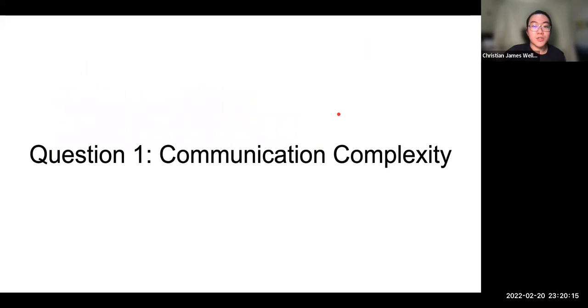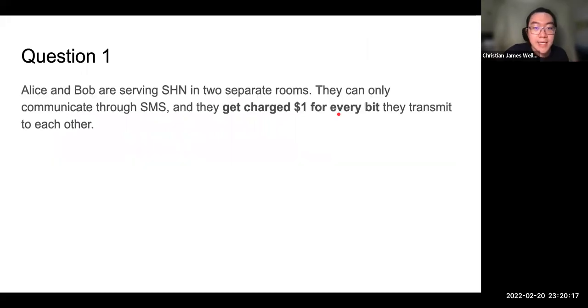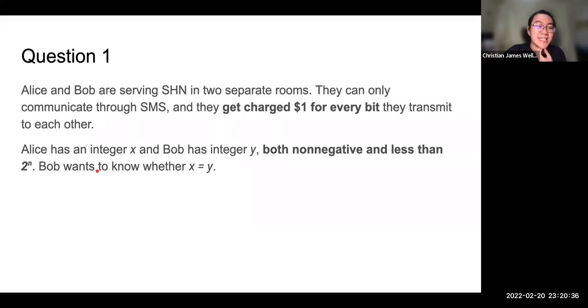So the first question is on this thing called communication complexity. Let's say there are these 2 characters, Alice and Bob, and they are both serving stay-at-home notice in 2 separate rooms. They want to communicate with each other via SMS, but they get charged $1 for every bit they transmit. Let's say they want to communicate integers. Alice has an integer x and Bob has an integer y. Both are non-negative and less than 2^n.